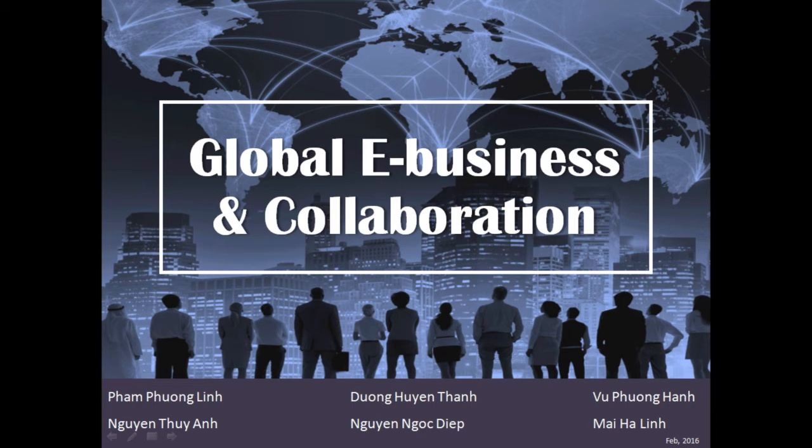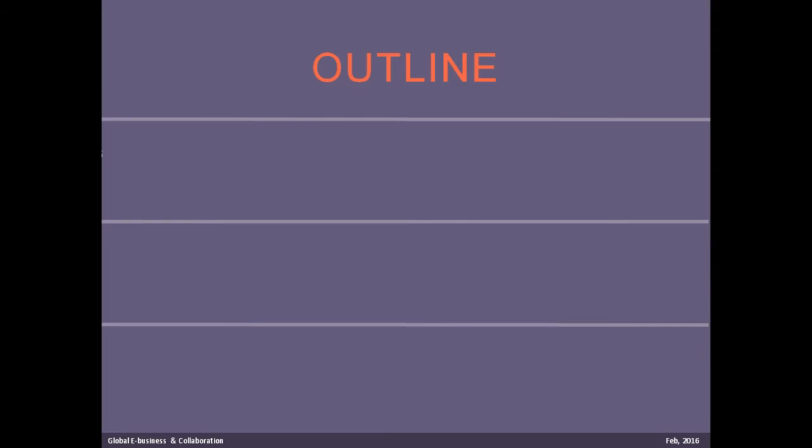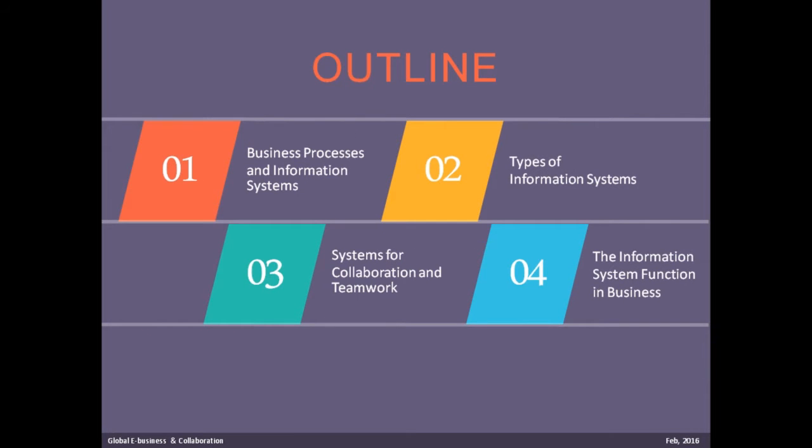Today we will deliver the knowledge of Chapter 2 in our MIS course, which is focused on global e-business and collaboration. In this chapter, we divided it into 4 different parts, which are business processes and information system, types of information system, system for collaboration and teamwork, and the last one is the information system function.